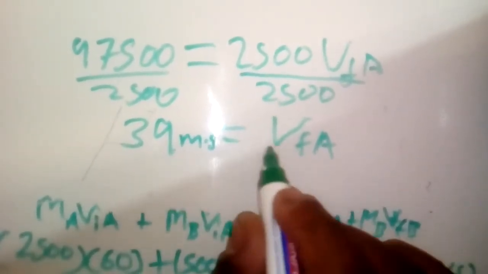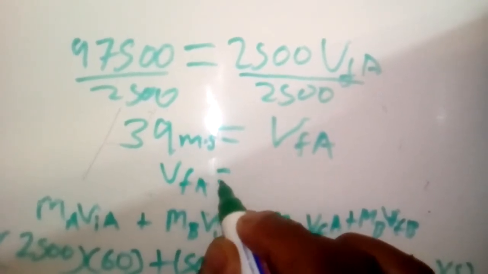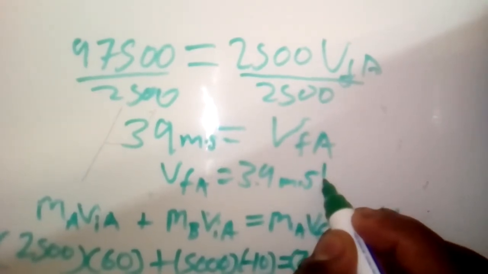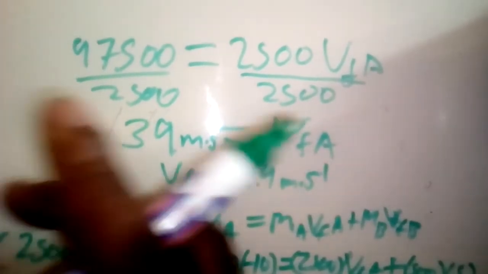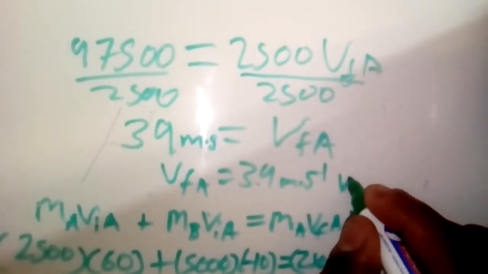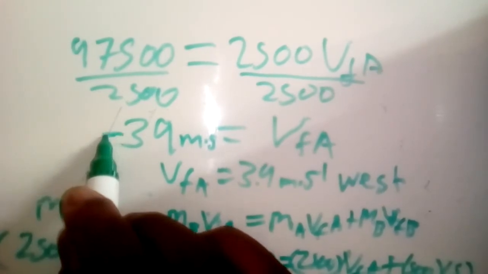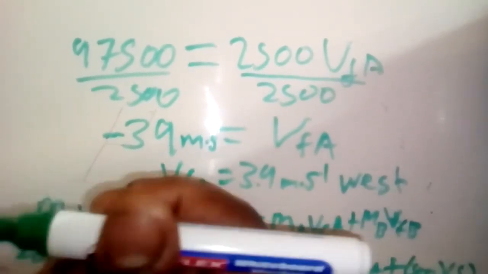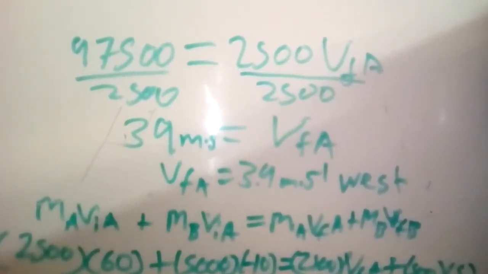So VFA is equal to 39 meters per second, right? Now since it's positive, was it to the west or to the east? Remember, we chose west as positive, so we also have to specify the direction and say west. If your answer was negative, on the next line you would remove the negative, then you'd say east because we chose east as negative. But of course it's positive, so it's west, right?